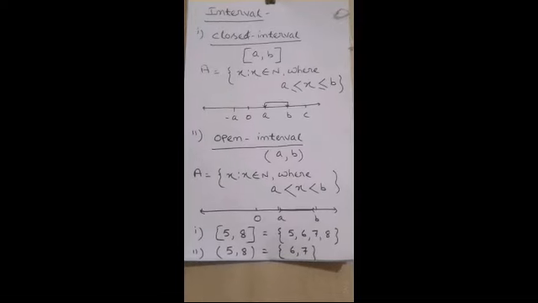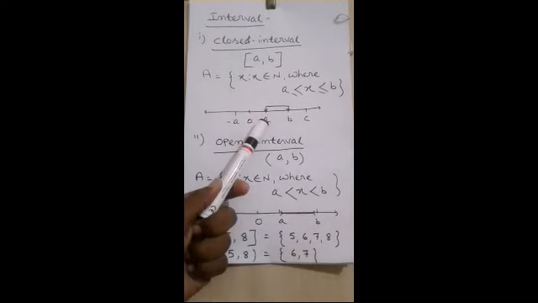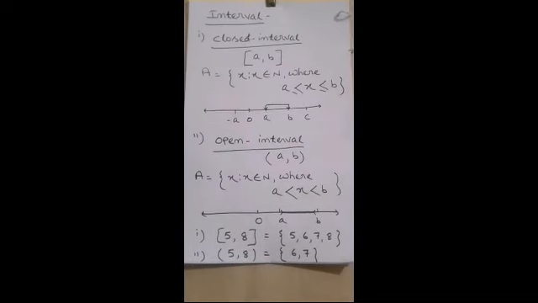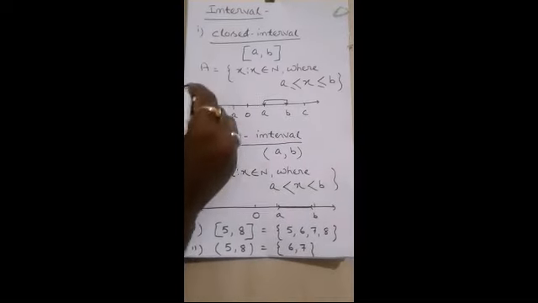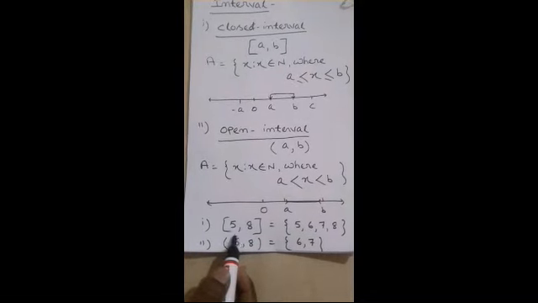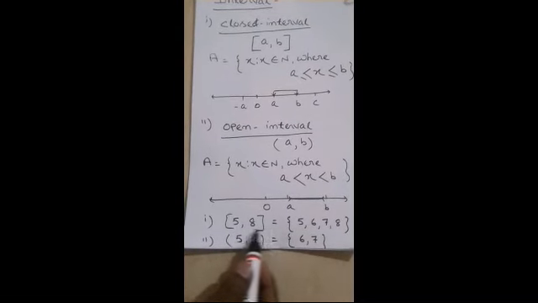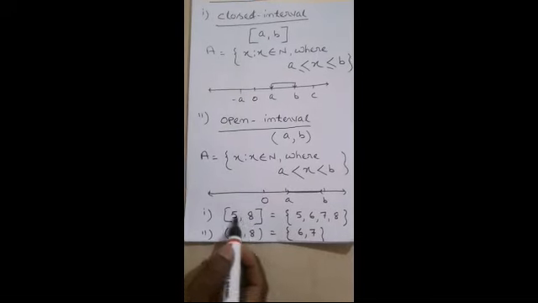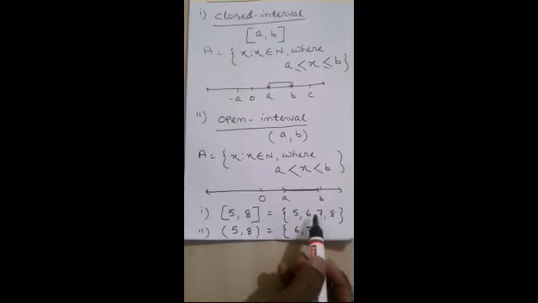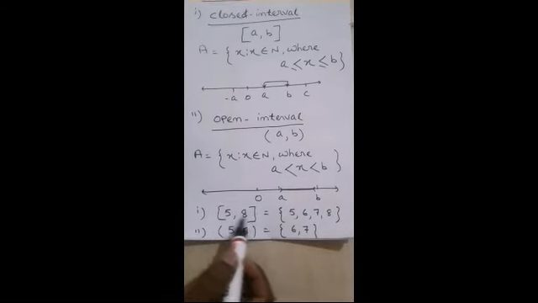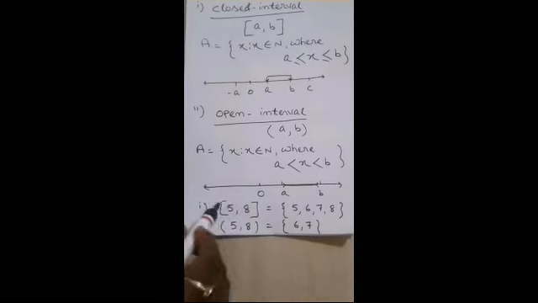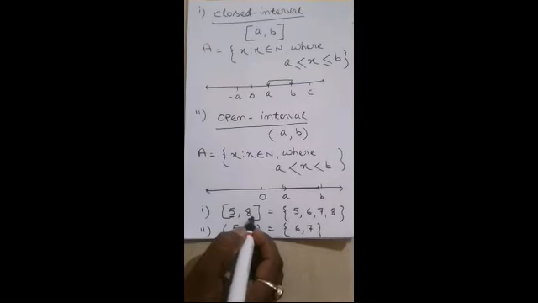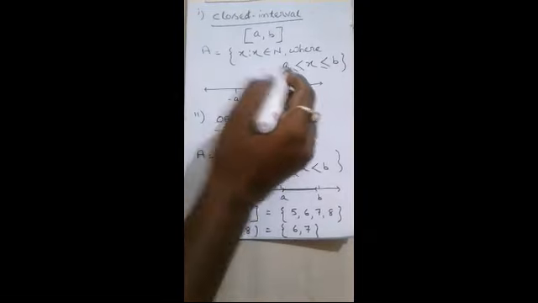And if we plot it on the number line, this is the way to plot. It will touch A also, it will touch B also. So if I write one example of closed interval, say here you can see [5,8] is written as a closed interval. So what are the elements in [5,8]? We have to write 5, 6, 7, 8 as the elements present in this interval. If it is closed, you have to include these two. 5 is also included, 8 is also included. Why? Because the equal sign is given.